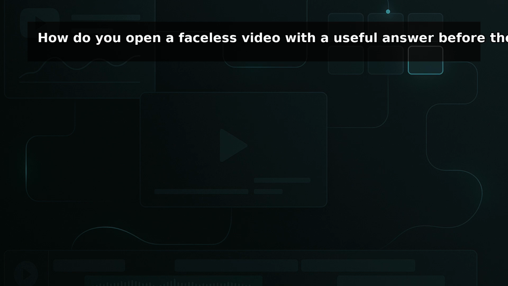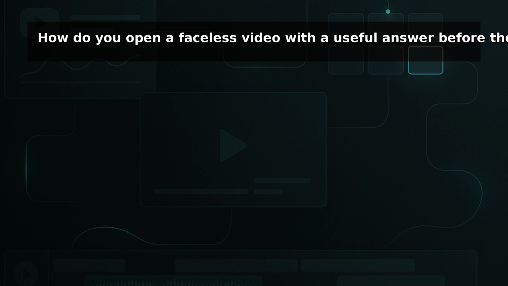I get this question all the time. Devin, how do you open a faceless video with a useful answer before the full explanation starts? The rule is simple. Answer first, explain second. In the first 5 seconds, give the viewer the smallest useful takeaway. Then, use the next 10 seconds to tell them who it's for and what you're about to prove.